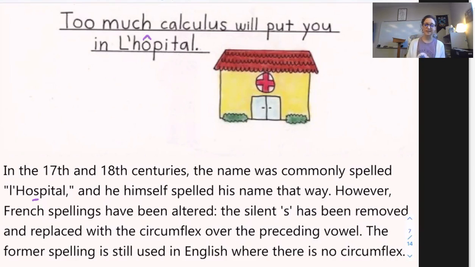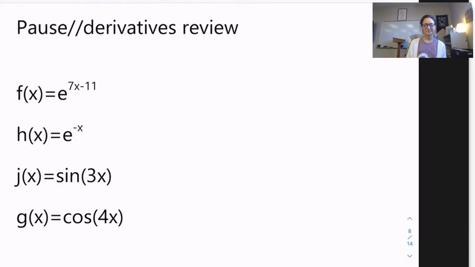So you may see it with an S, so then it looks like hospital, but it's pronounced L'Hopital. The S is silent. So you may see it with an S or not, or with a circumflex or not.